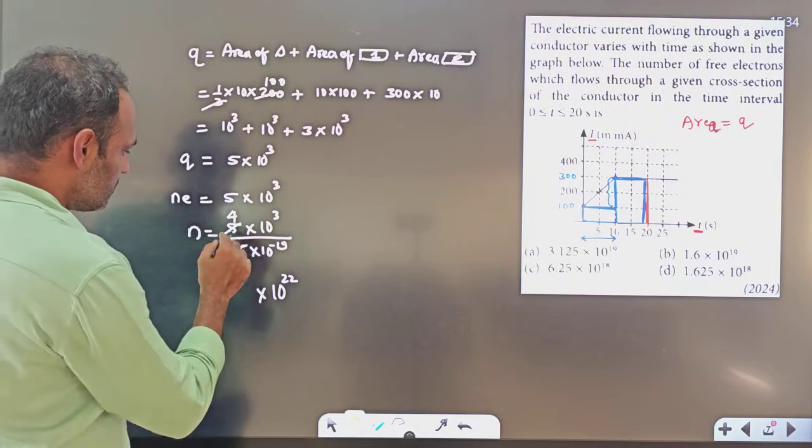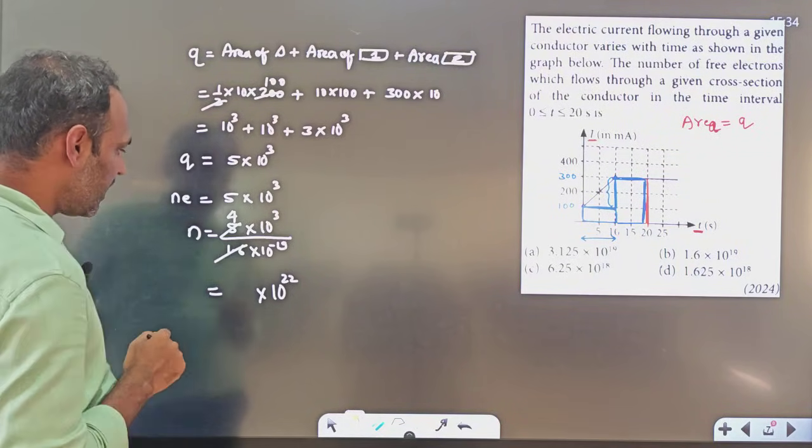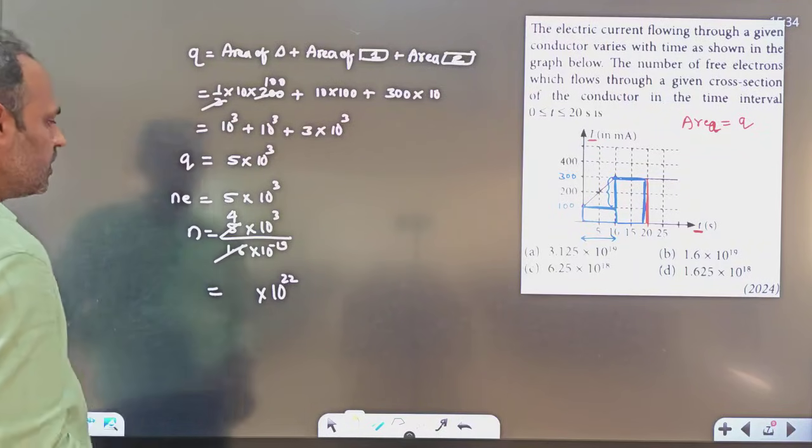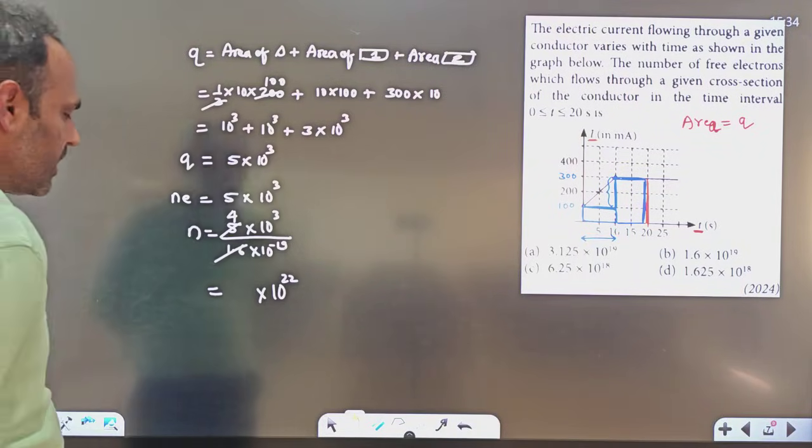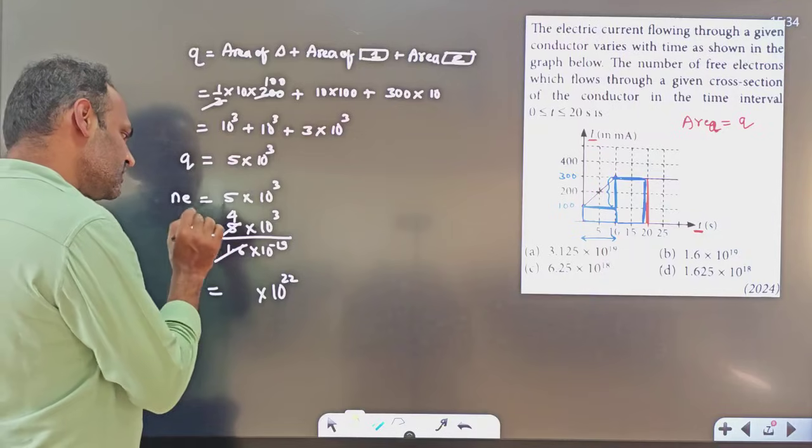And this is something 5 divided by 1.6. So 3 point something we have to get. It is not 4. It has to be less than 4.